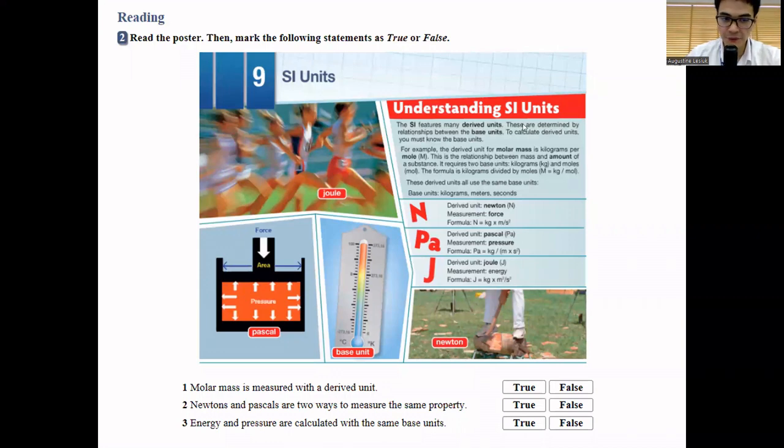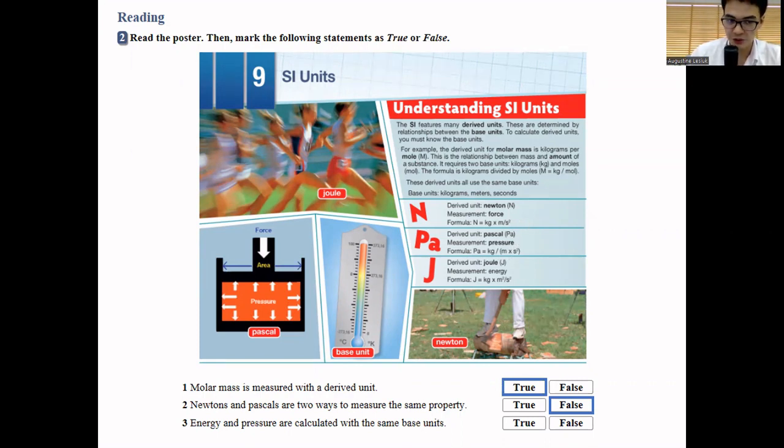Here are the answers. For the first one, molar mass is measured with a derived unit. The answer to this one is true. As we see here in the second paragraph, they mentioned that molar mass is kilograms per mole. Mole is a derived unit. Next, newtons and pascals are two ways to measure the same property. The answer to this one is false. Newtons measure force, while pascals measure pressure. These are two different properties.